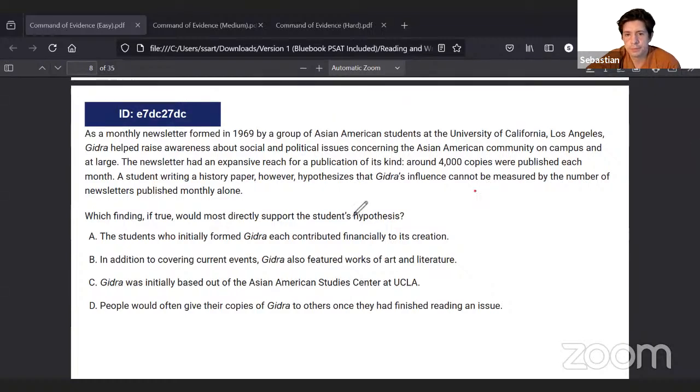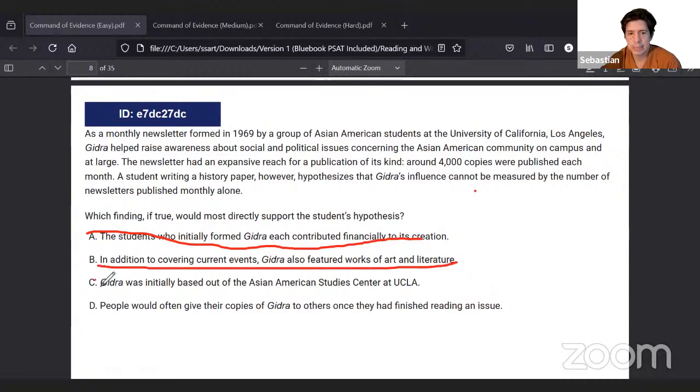So A doesn't really have to do with its influence, right? It's about its creation, and it doesn't have to do with the number of people involved. B, in addition to covering current events, Gidra also featured works. Again, that's not really about that. C, about where it was initially based. This is also about where it's based, not about its influence.